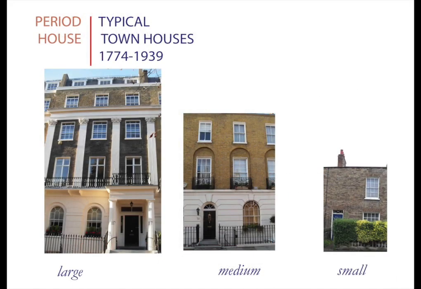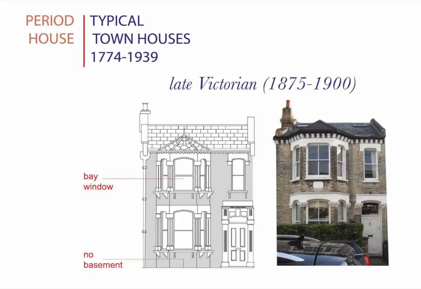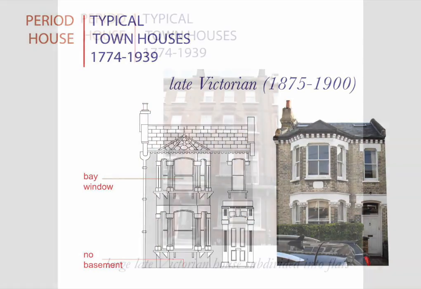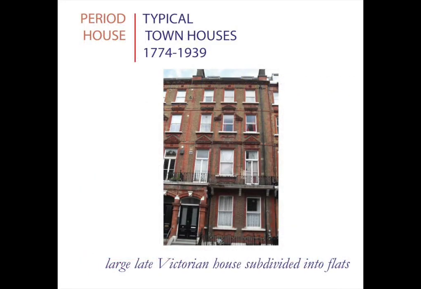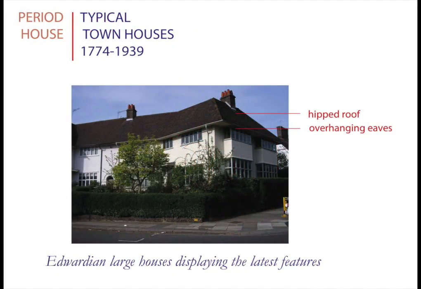Large, medium and small examples will be shown, but most attention will be paid to the medium because this is the most numerous surviving form. Many surviving large houses have been subdivided into flats. New features and styles often first appeared on the large houses.